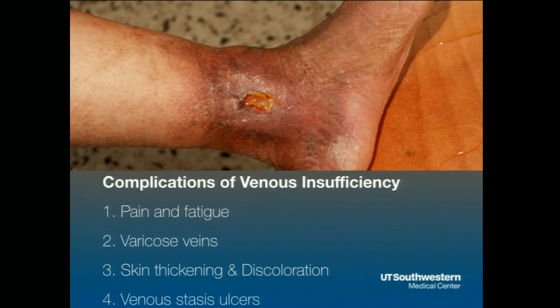So again, another gross picture. This is a venous stasis ulcer. It's typically on the medial aspect of the ankle right there. And this is, again, the end stage. You don't want to have somebody come in your office with this.